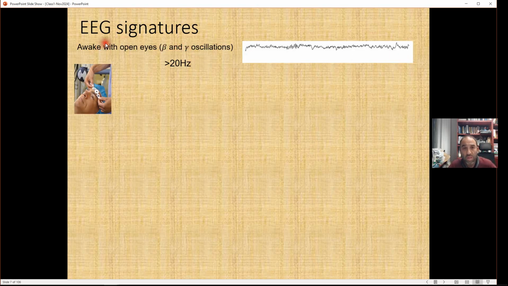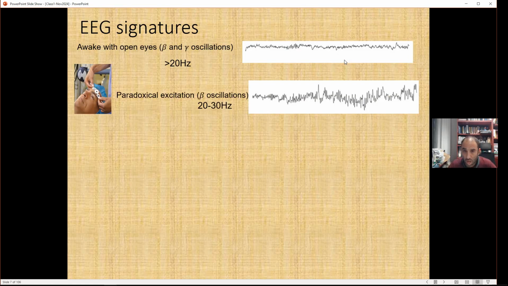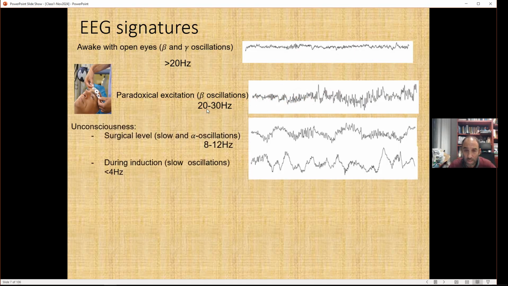This is possible because over the last decades, people have understood how to read the EEG. For example, frequencies higher than 20 Hertz, which is basically the beta and the gamma band, are associated to wakefulness. The beta band is the same. You can see here this event between 20 and 30.